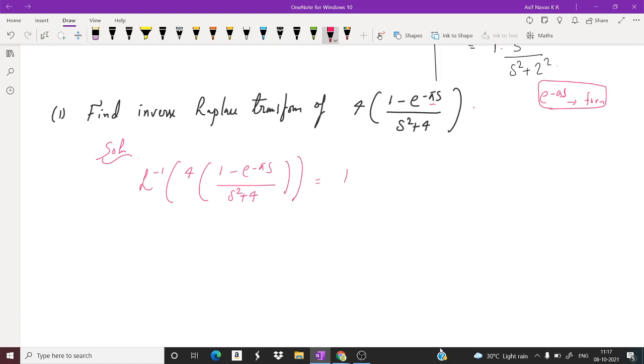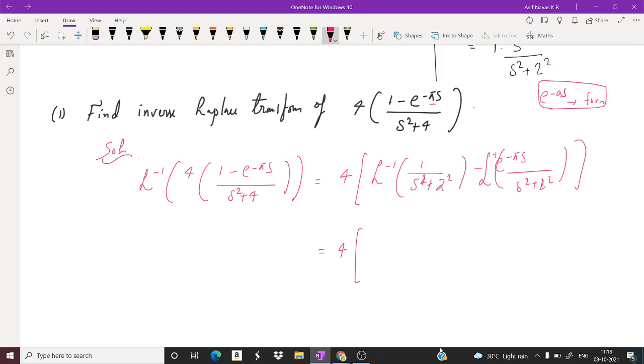Tell me, here 4 is common, so I am taking it outside. Then L inverse of 1 by s square plus 2 square, minus L inverse of e raised to minus pi s divided by s square plus 2 square. First find what is inside the bracket, then we can do whatever is needed. 4 into, what is the inverse Laplace transform of 1 by s square plus 2 square?